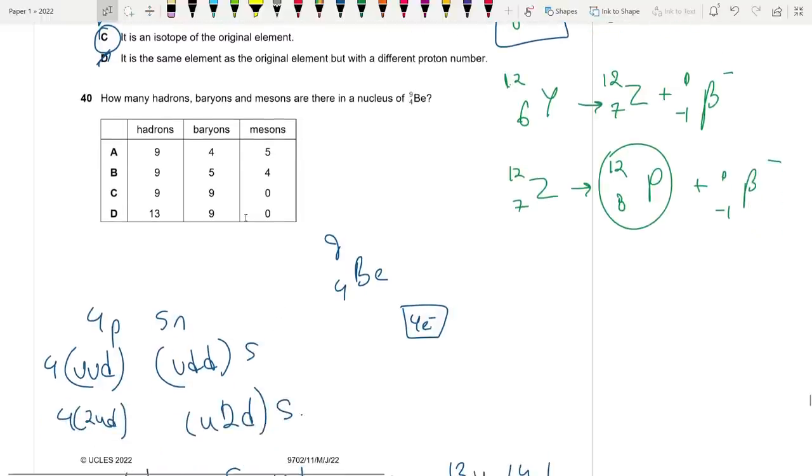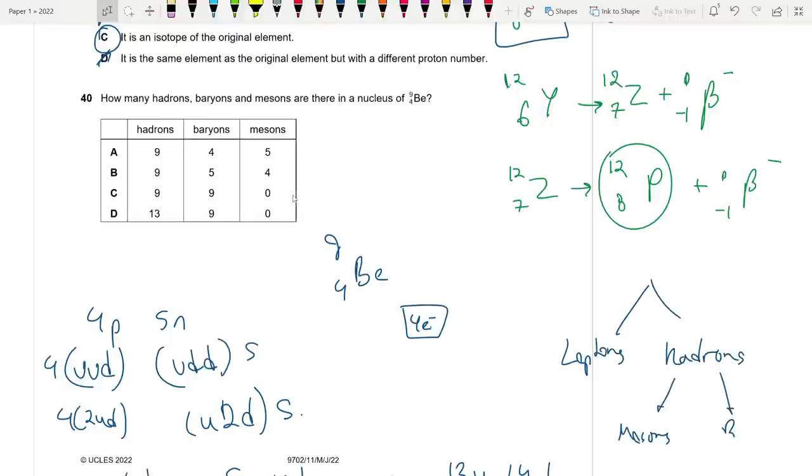So we were talking about hadrons, baryons, and mesons, okay? We need to know the family of particles. Understood? So what is a hadron? What is a baryon? What is a meson? Particles are classified in two ways. There are leptons, like electrons, and there are hadrons. Hadrons are divided into mesons and baryons. Baryons are composed of 3 quarks. Mesons are composed of 2 quarks, a quark and an antiquark.